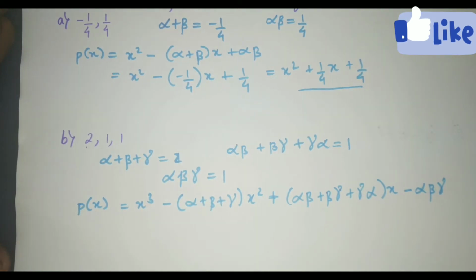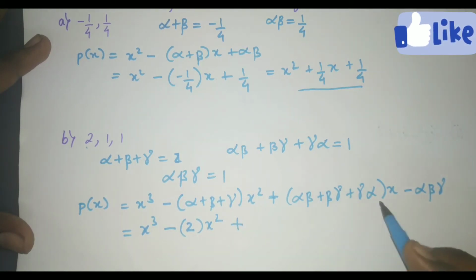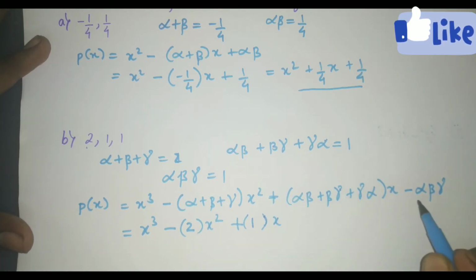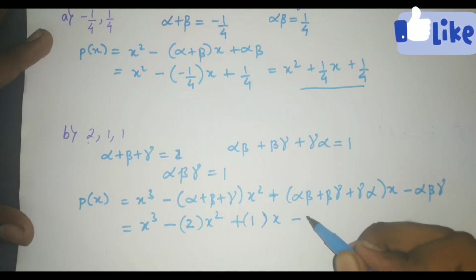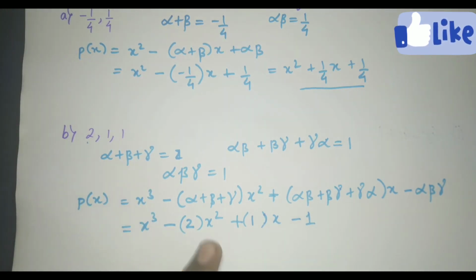We write x cube as it is. Then alpha plus beta plus gamma is 2, so 2 into x square. Then the sum of the products is given, that is 1, into x. Then the product alpha beta gamma is given, so we write minus 1. We just substitute the values in this formula.